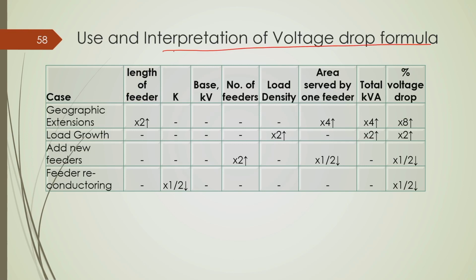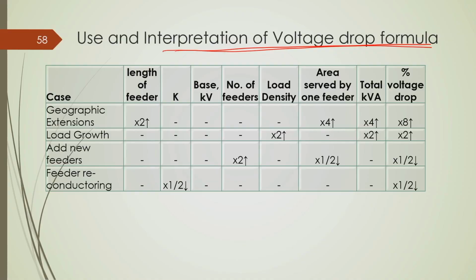Now, we have some interpretation of the voltage drop formula, and we will try to understand which parameters directly influence the voltage drop of a typical feeder. What are the parameters which influence this voltage drop expression? So, we have 4 different cases. This is case 1, this is case 2, this is case 3, this is case 4. So, in the first case, we assume that all other parameters remain the same except the length of the feeder is doubled, this multiplied by 2, this symbol shows multiplication.